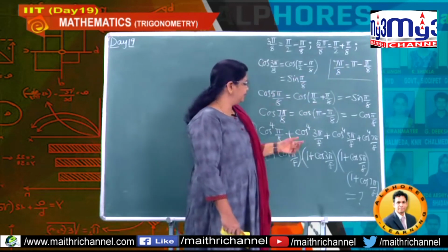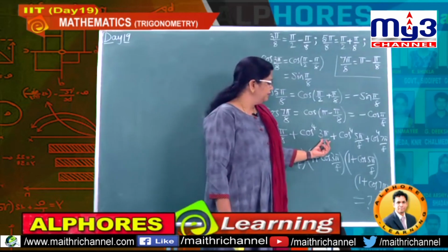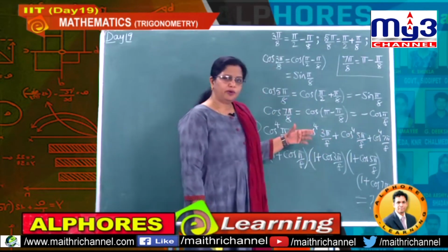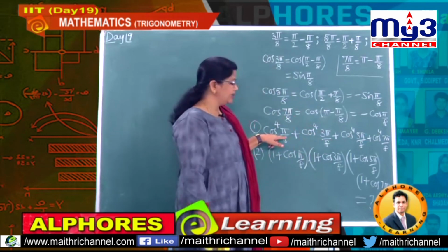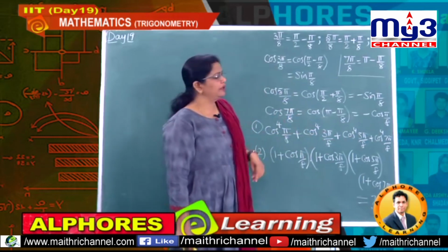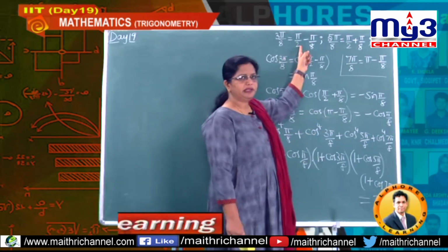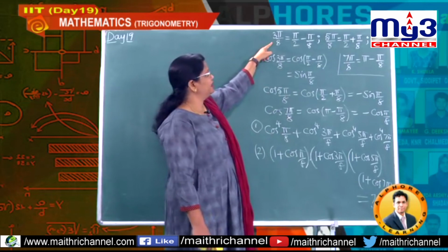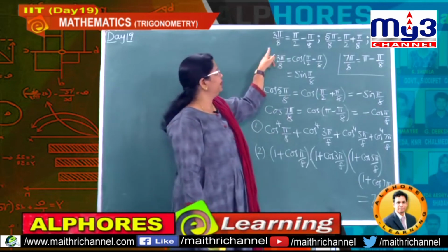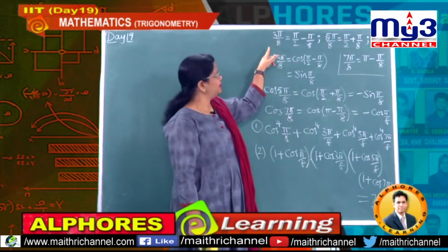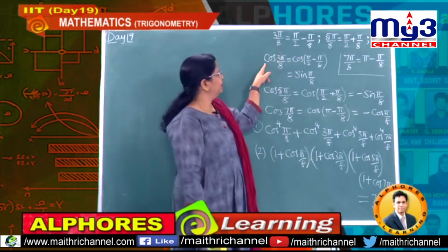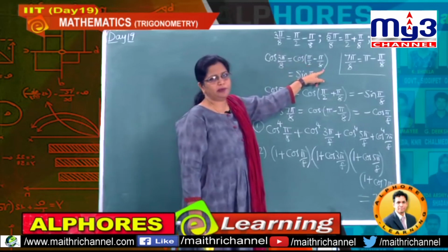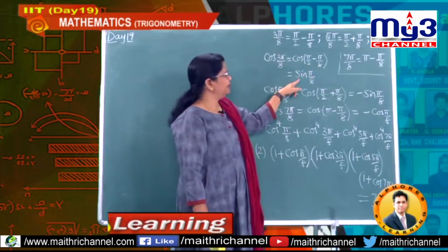Our aim is to convert each and every angle in terms of pi by 8. However, it may be cos or sin, but our intention is only for pi by 8. That is the reason we used these 90-degree values also. Now what is cos 3 pi by 8? If you take the cosine function on both sides of this equation, then cos 3 pi by 8 equals cos of 90 minus pi by 8, and it is nothing but sin pi by 8.